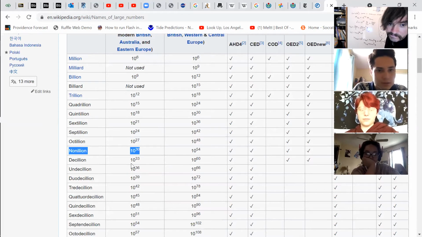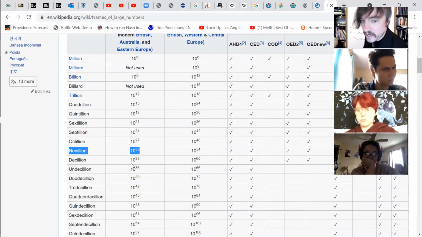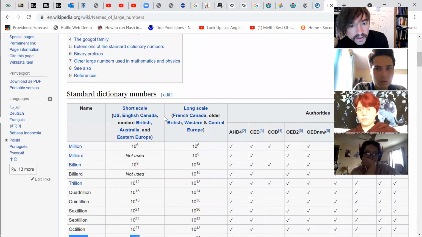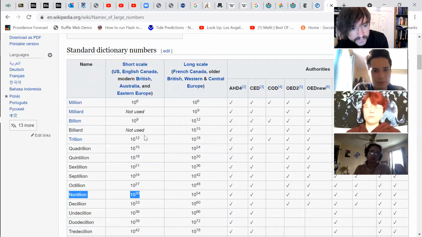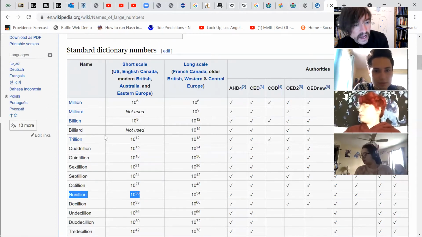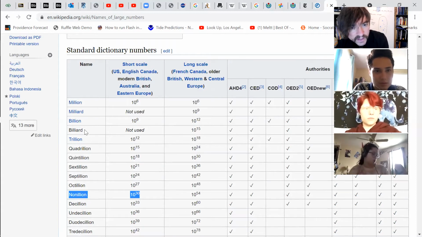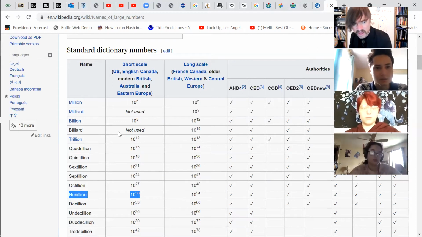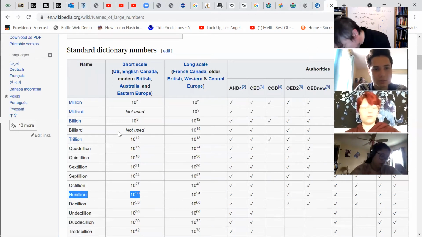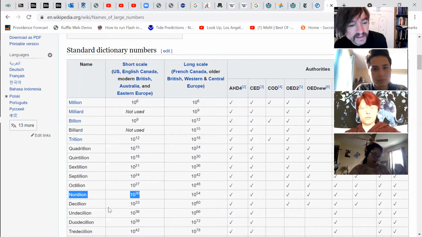Wait, what? They use octillion for 48 zeros? British, and Central Europe does. How are they jumping by a factor of 1 million and not 1,000? For some reason the British have this billiard. Oh, wow. This is one of the many reasons why names of large numbers get confusing. But I just use this chart and look it up.